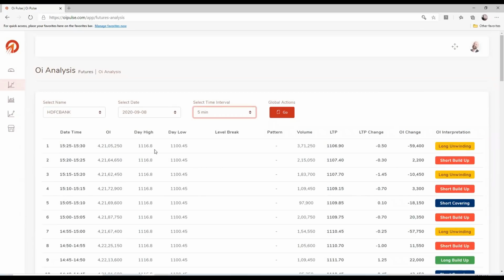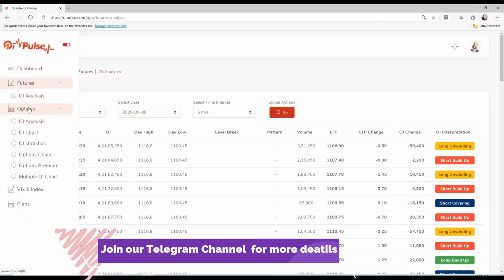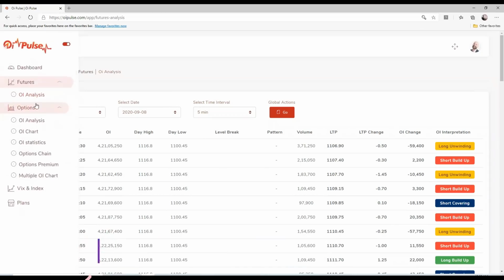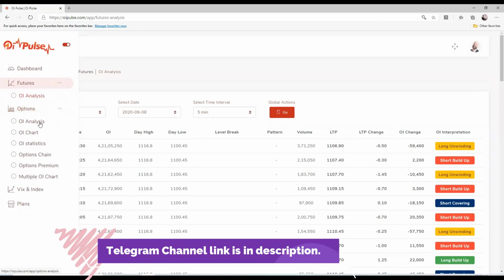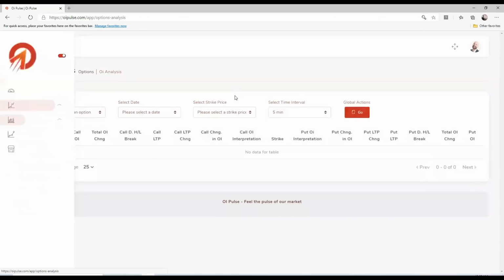Here we have given the OI. Here we have given the day high, the day low, and then the volume that got created on that particular 5-minute, 15-minute or 30-minute period. So this is all about the OI analysis. I've given a detailed brief. More briefs will be given in the commentary session, and we are going to do it along with the other sessions as well. Now we will go into the options OI analysis.